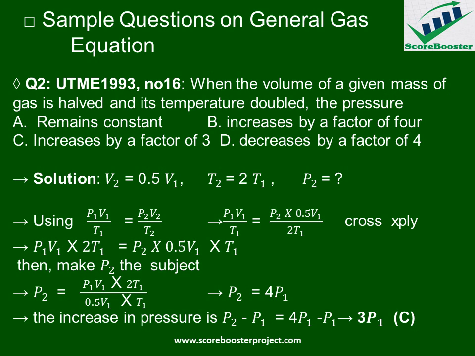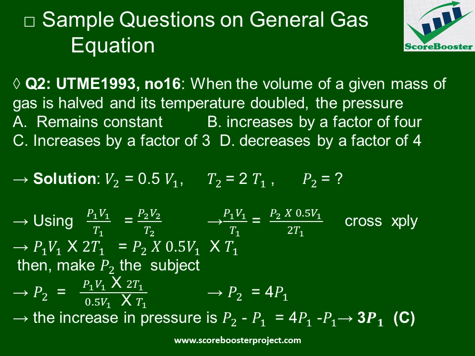In this case, V1 can cut V1, T1 can cut T1. So that will be left with 2P1 over 0.5. And that will give us P2 equals 4P1. Now that means the final pressure is 4 times the initial pressure.